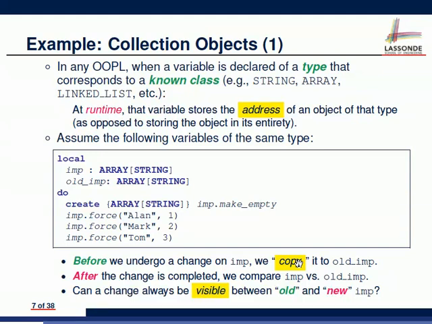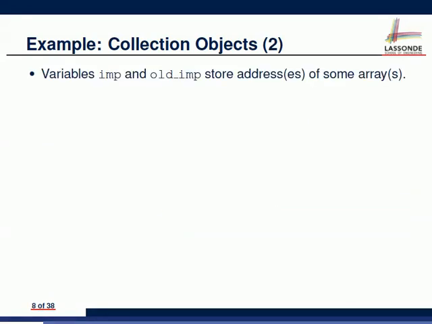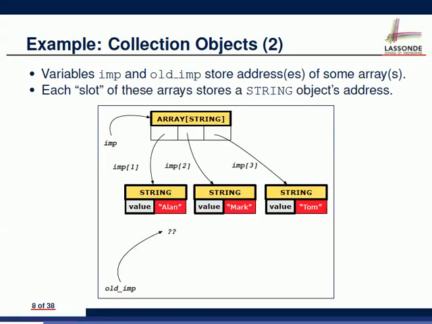Hopefully, once we see all the versions for this example, these three points will make more sense, but I just want to mention them first. Just imagine that we're going to do something to imp, and then we want to see if that can be reflected somehow. Let's see what we have here. This is how we start. We have an array of strings: Alan, Mark, Tom. And how should we copy to old imp? We don't know yet. Let's go over all the possibilities.